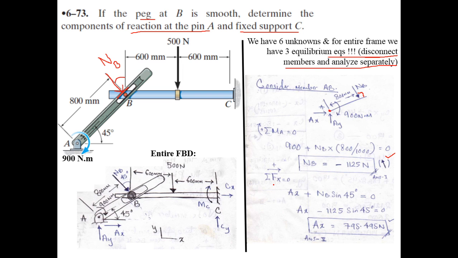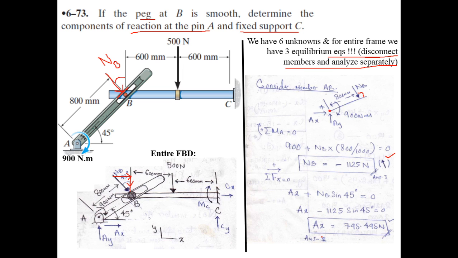So let us sum the forces along the horizontal direction on this member AB. I have AX plus sine of 45 into NB. This is the horizontal component of NB, and this is the vertical component of NB acting downward, right? So AX plus NB sine 45, and since NB is negative, you have to use a negative sign here. AX comes out to be 795.495 Newton.